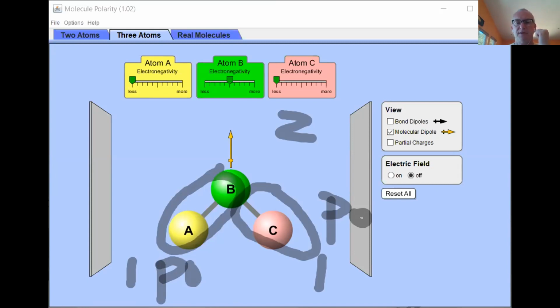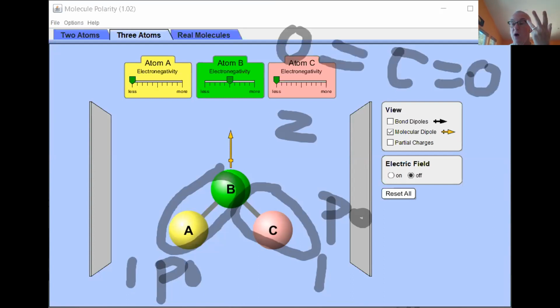I'll give you an example. Let's say I have oxygen, CO2, that's always a good one to use. So I have carbon in the middle, and I have oxygen on this side, and oxygen on that side. So we know oxygen is a lot more electronegative than carbon. So I've got a dipole going in this direction, and a dipole going in this direction. So I have two big bond dipoles. They're both very polar.